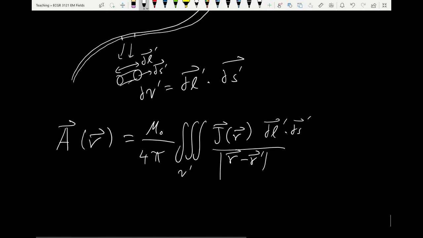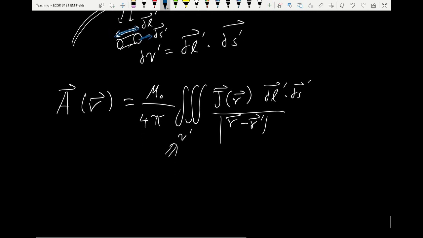Okay, what we want to do now is we want to separate this triple volume integral into a surface integral and a line integral. We want to integrate over dl, this is the line integral, and then integrate over ds. We're just separating a triple integral into a double integral, a surface integral, and a line integral, right? And then while we're doing that, I want to express this differently.